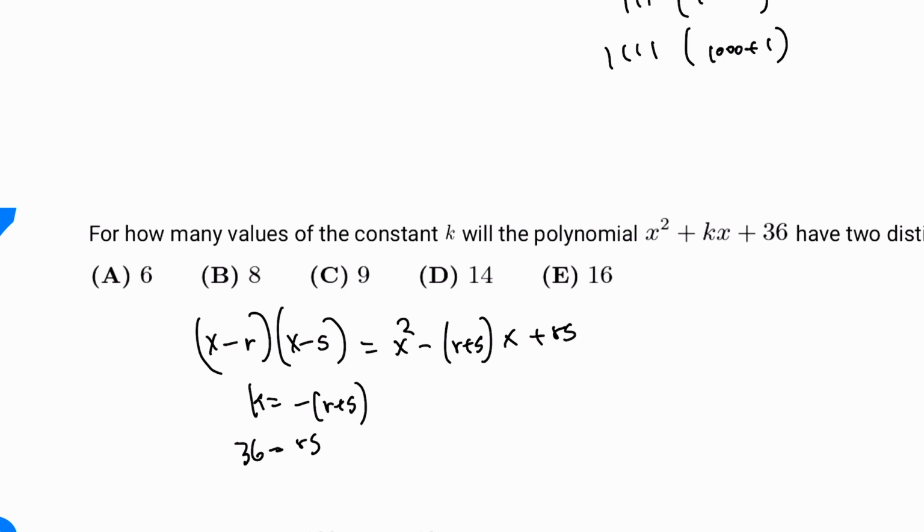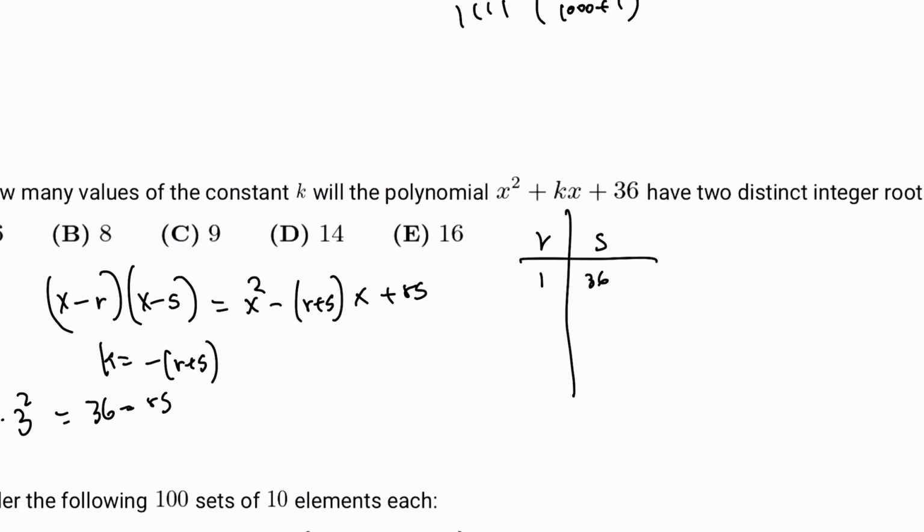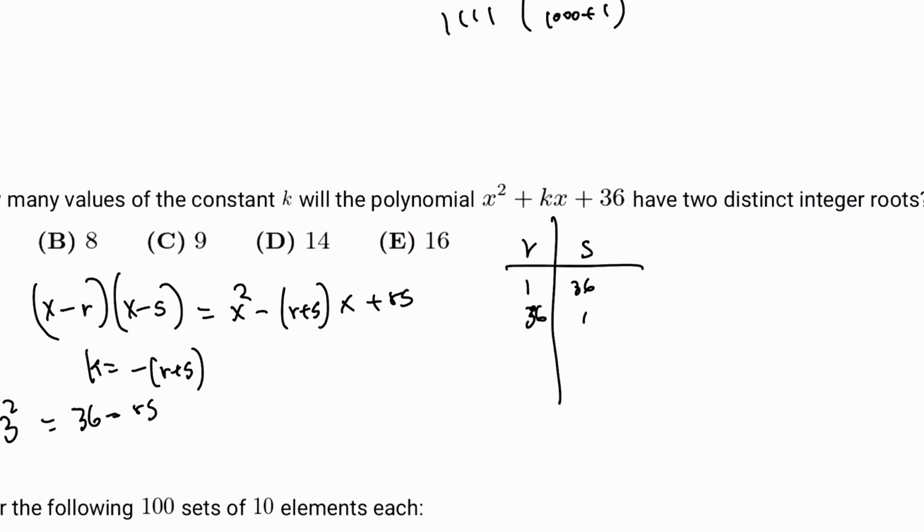Okay, so rs has to be integers, so maybe we factor 36. That is equal to 2 squared times 3 squared. Okay, let's think. How about we just make a table of r's and s's. 1, 36. Okay. Because r and s are symmetrical, we don't consider the case where it's 36 and 1.